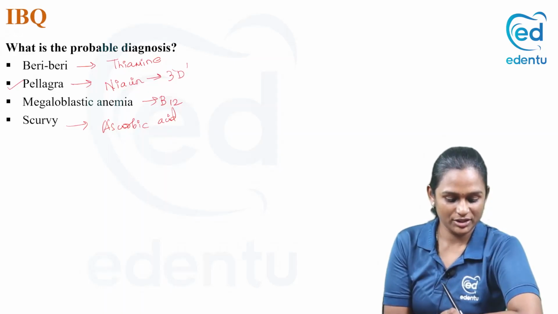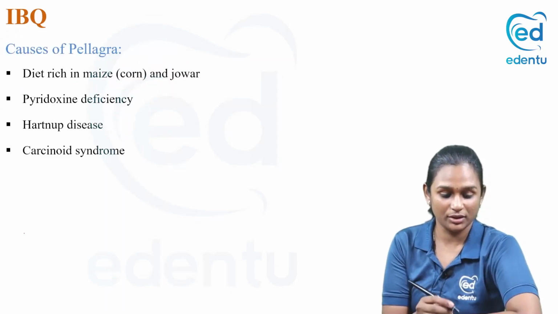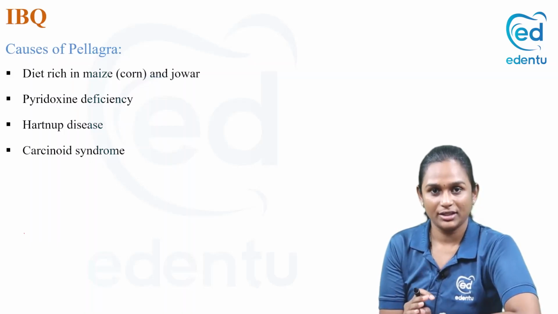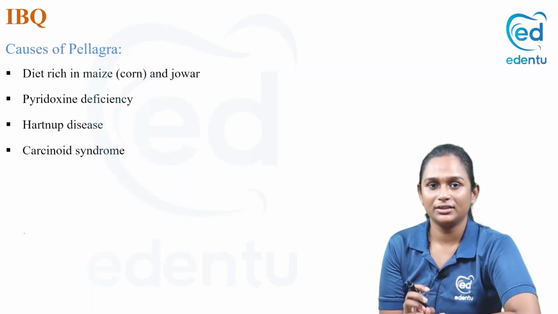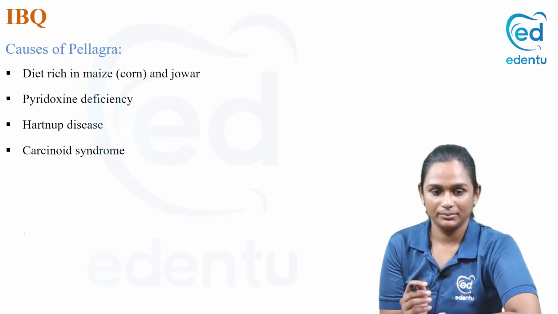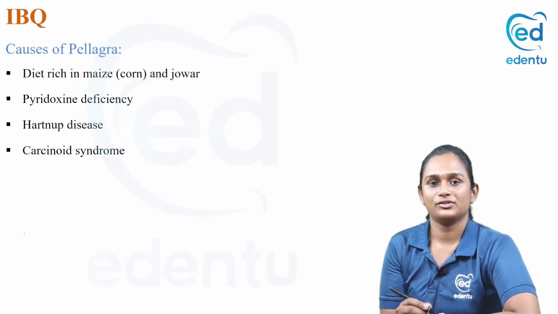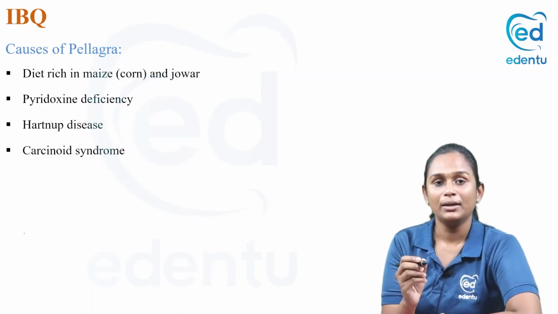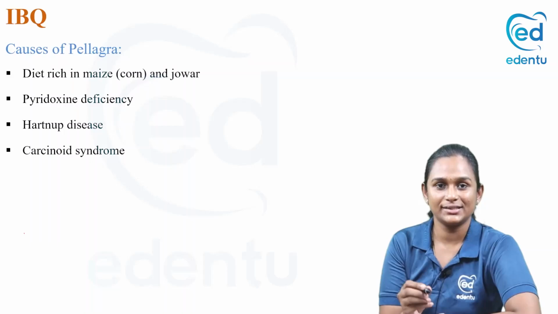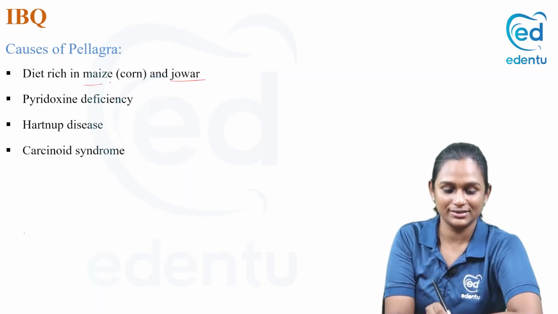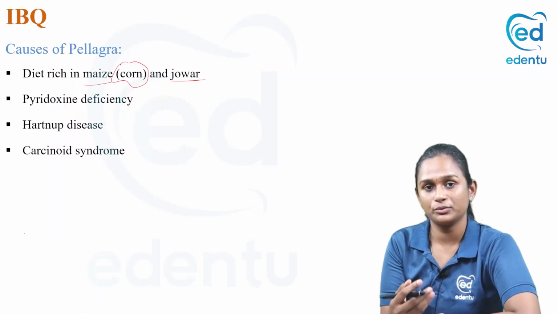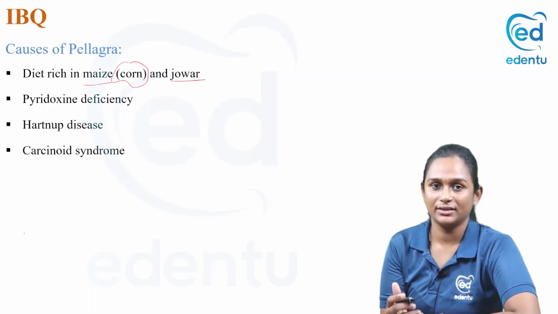So the same question, we'll see what are the causes of pellagra. Alcoholic, yes, and presented with diarrhea, dermatitis, and dementia. So what are the causes of pellagra? If you see, this is the list of causes of pellagra. First one, the most common: people who are consuming maize as their staple diet or jowar as their staple diet. Maize, corn. People who are consuming corn and jowar as their staple diet.